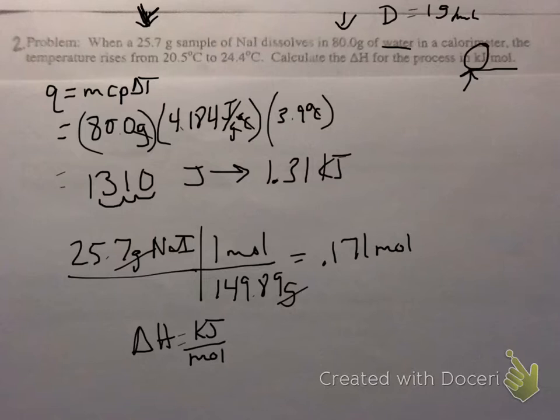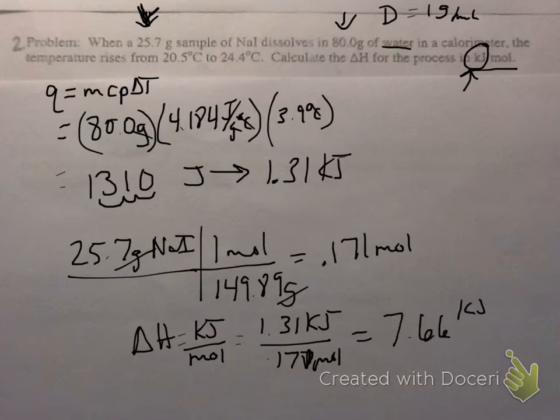Now to get the delta H, that is in kilojoules per mole. So we're going to take our kilojoules and divide them by our moles. So 1.31 kilojoules divided by 0.171 moles. And that will give us our answer in kilojoules per mole. So I got 7.66 kilojoules per mole. And we're almost done at this point.